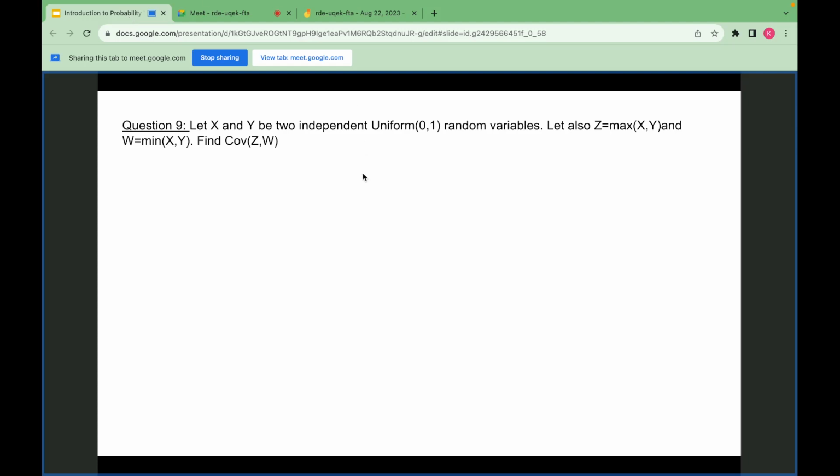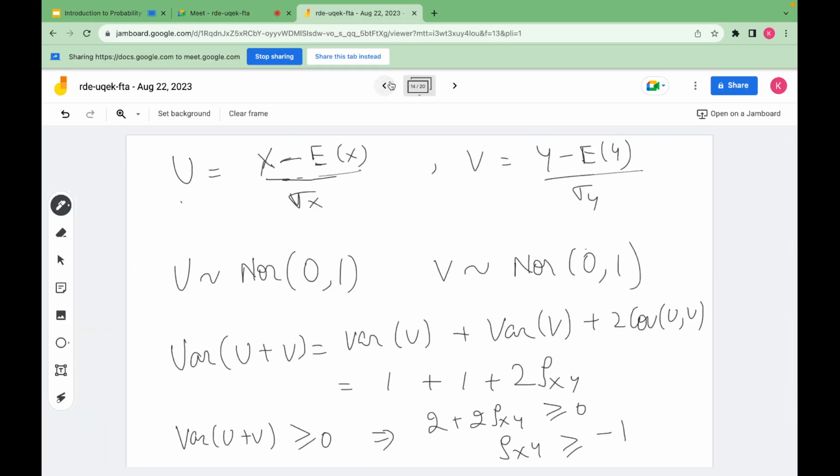Now let x and y be two independent uniform random variables. Let also z be equal to the maximum of x comma y and w be equal to the minimum of x comma y. Now we need to find the covariance of z comma w. In the last classes we have seen what the distribution of z, the maximum of x comma y, and w, the minimum of x comma y, will be. So in this class we also see those things.